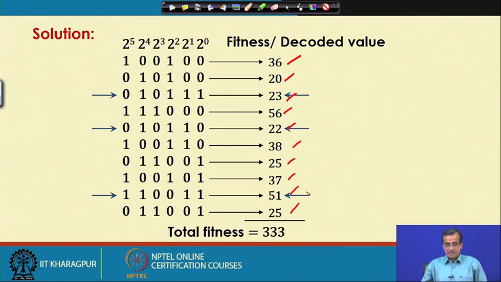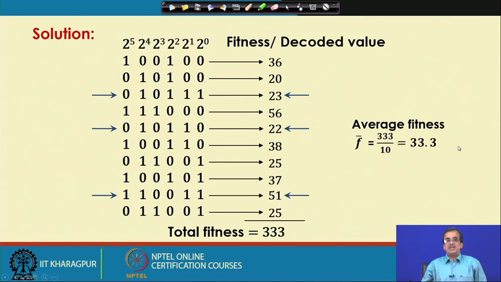Once you have got the fitness information for all the GA strings, I can find out the total fitness, and it comes to be equal to 333. Once you have got the fitness values for the whole population, I can find out the average fitness, that is f bar, which is 333 divided by 10, that is 33.3. So, this is the average fitness of the whole population.